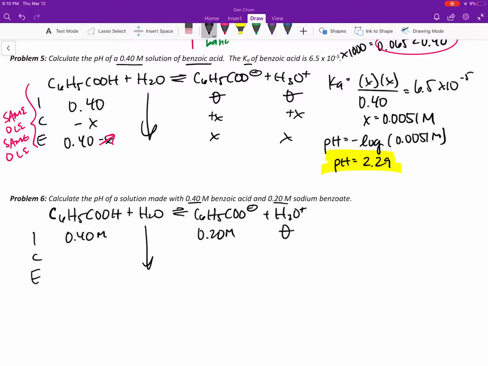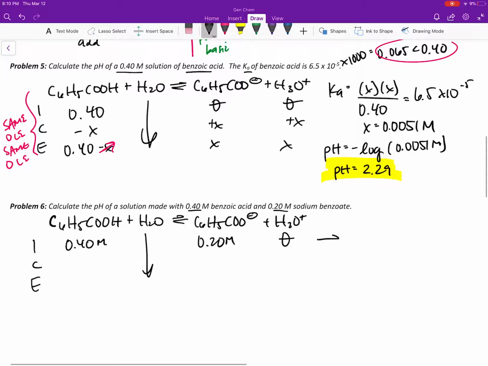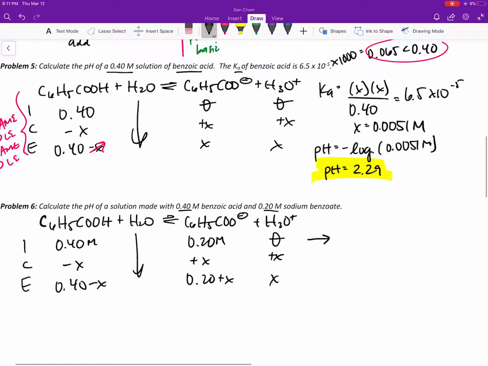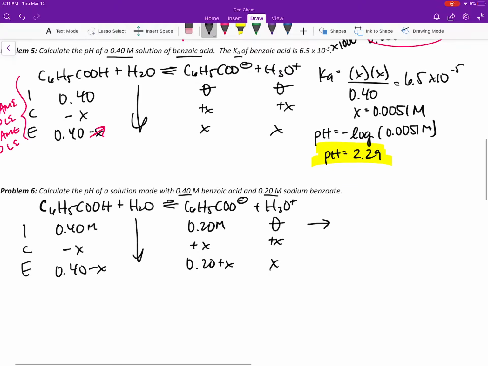So even though now I have two starting amounts, my reaction is still going to shift to the right because I don't have any hydronium, and I can't have a pH if I have no hydronium. So it's still going to consume the reactants, produce the products. And now I have to determine whether or not I can exclude the values.